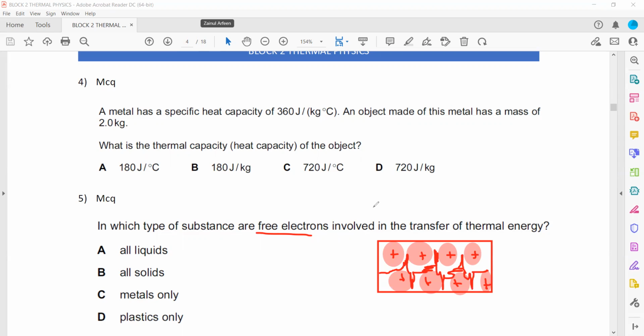So in which substance are the free electrons involved in the transfer of energy? That is metals only. Because not all solids have free electrons. They have electrons, but the electrons are not free, such as in plastic, wood, glass. They are all solids, but you don't find free electrons present in their structure.